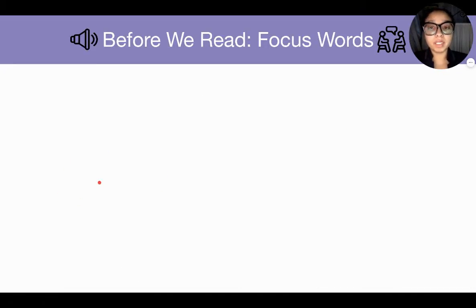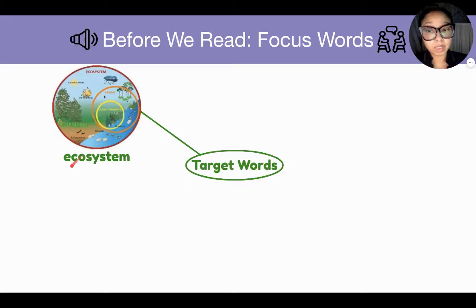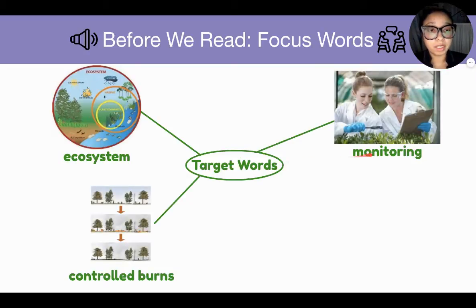Before we read, let's look at some of the focus words we're going to come across in the text. Ecosystem. This is a set of organisms, plants, and animals that live together in a particular area or environment. Monitoring. This is when scientists use all sorts of technology and instruments to look carefully at an ecosystem to make sure that everything that is going on within that ecosystem is healthy for the animals and plants that live there.